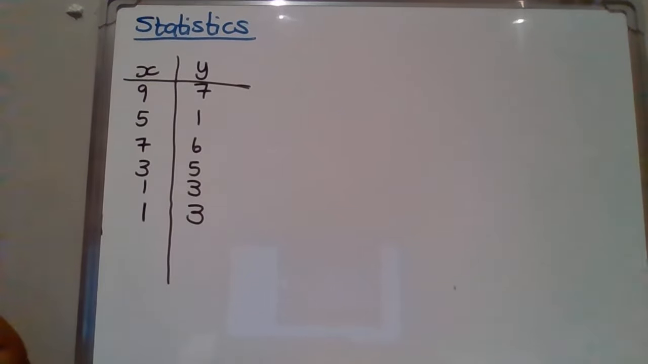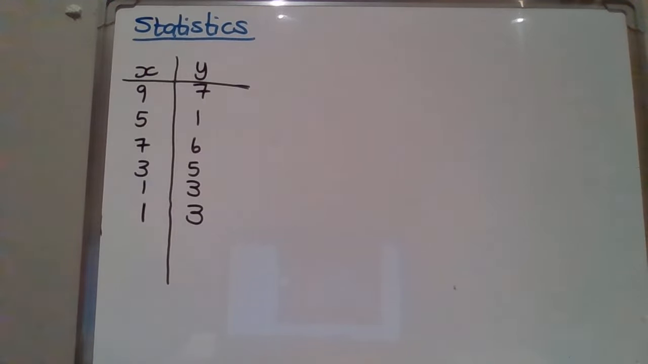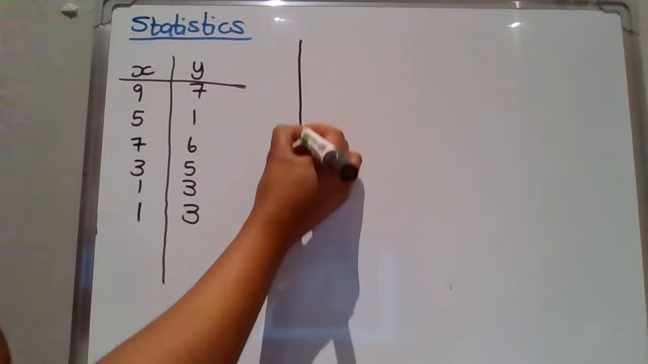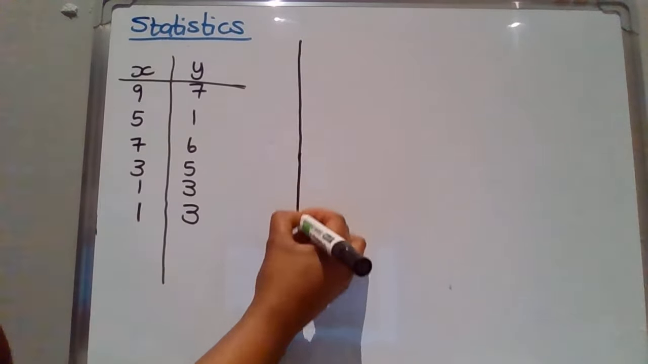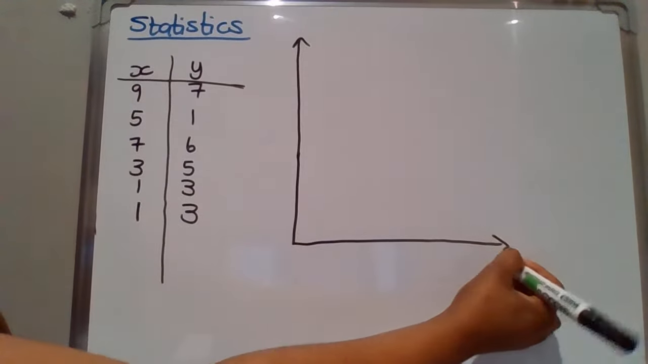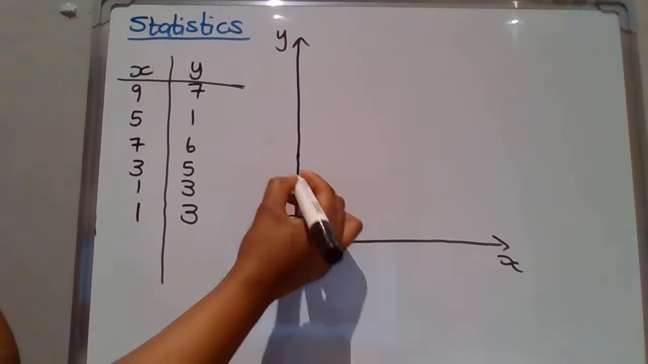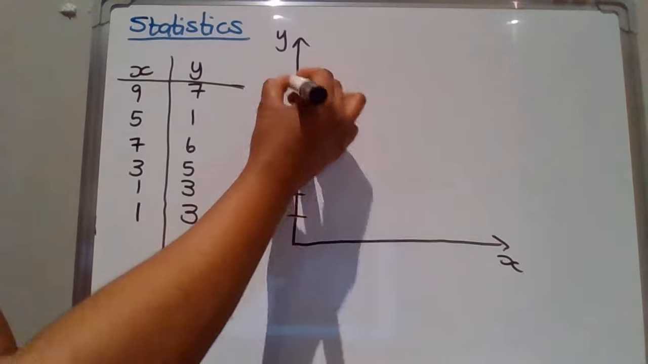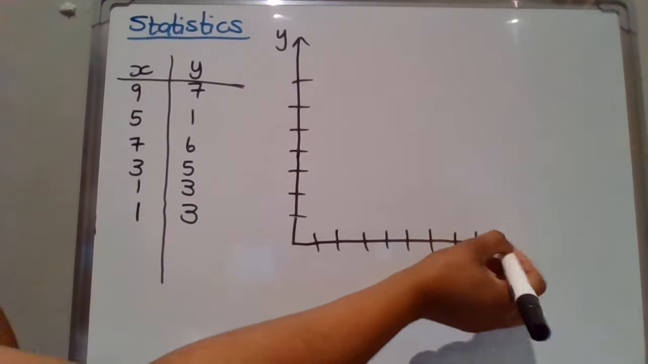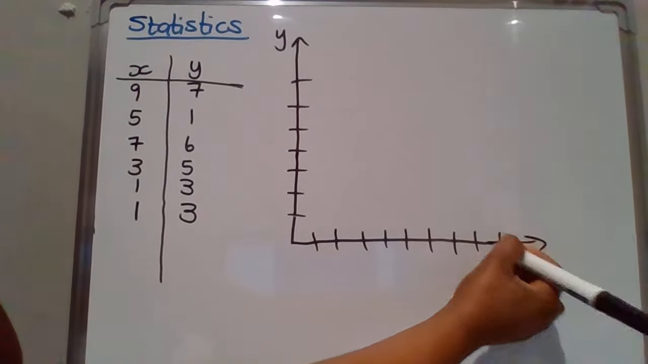So how do we then measure this to see if there's indeed a correlation? Then we draw what we call a scatter plot. When you draw a scatter plot, you have your X values and your Y values. So 1, 2, 3, 4, 5, 6, 7, and 1, 2, 3, 4, 5, 6, 7, 8, 9.